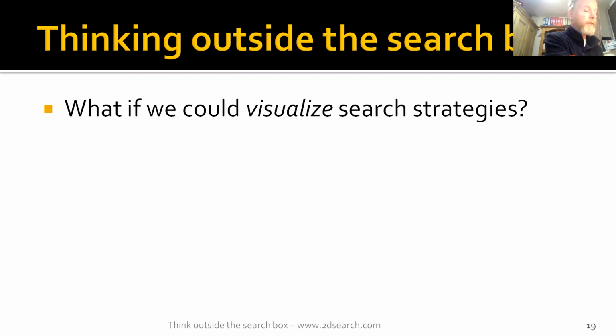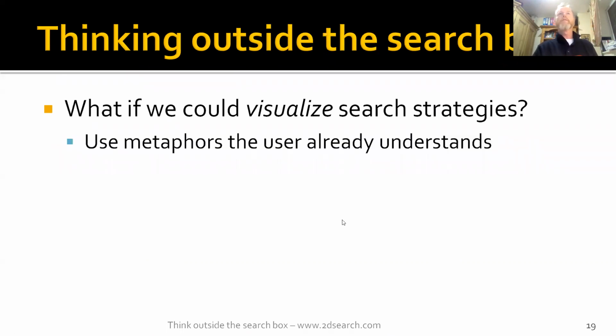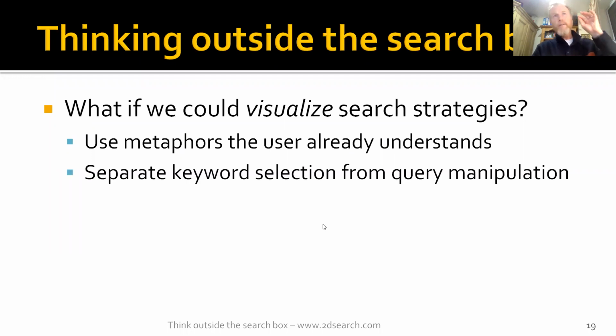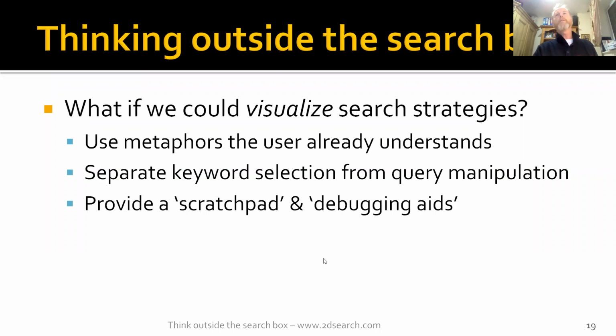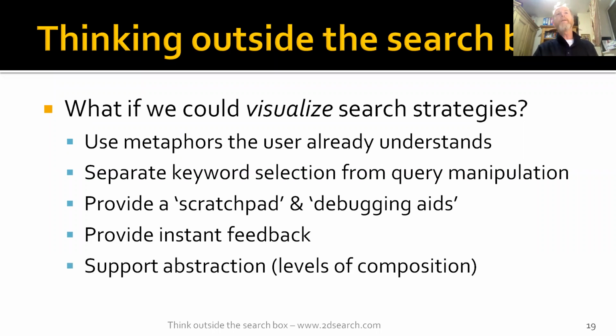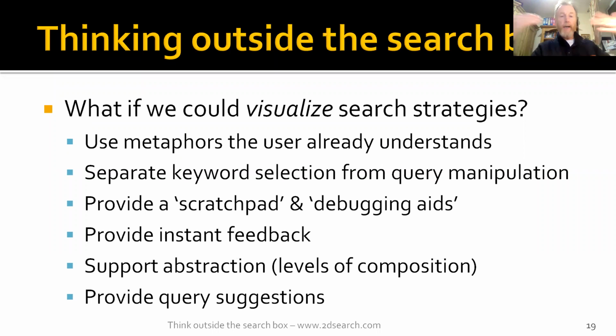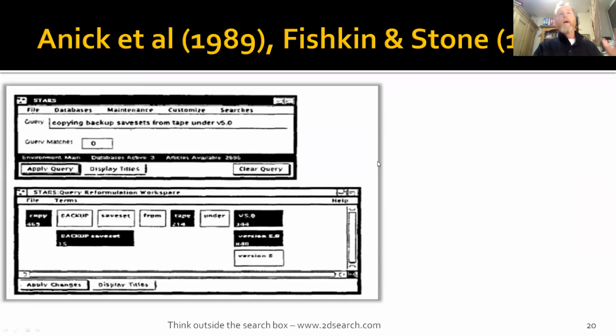So that really leads us to this kind of thought experiment. What if we could visualize search strategies? What if we could use metaphors that users already understand, separate these two tasks of keyword selection from query manipulation, provide all this other tooling like scratch pads and debugging aids, provide instant, real-time feedback, support these issues that are raised around abstraction, and also provide other things like query suggestions to help with the generation of these search strategies?